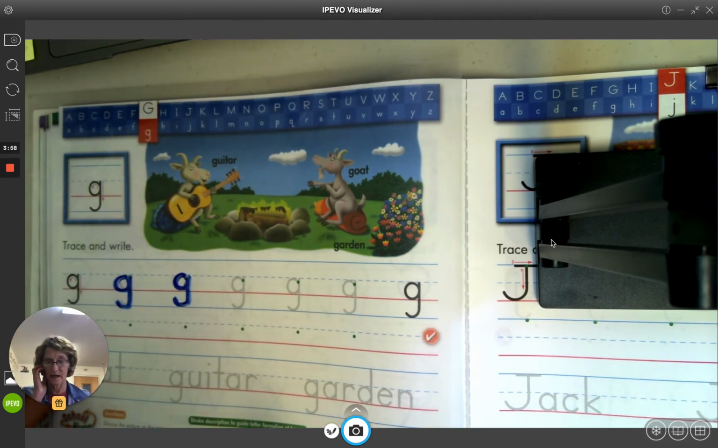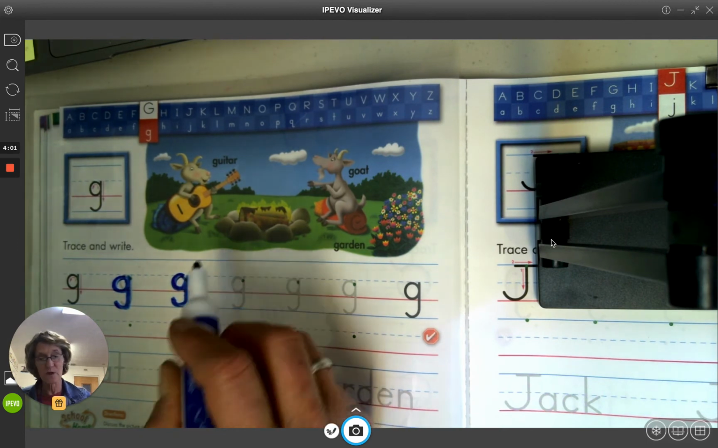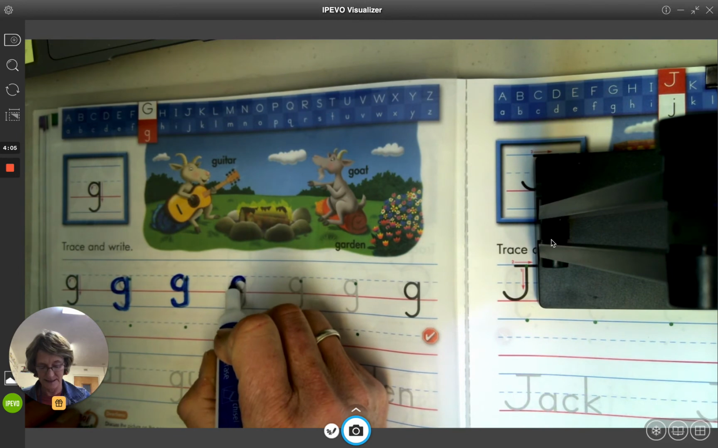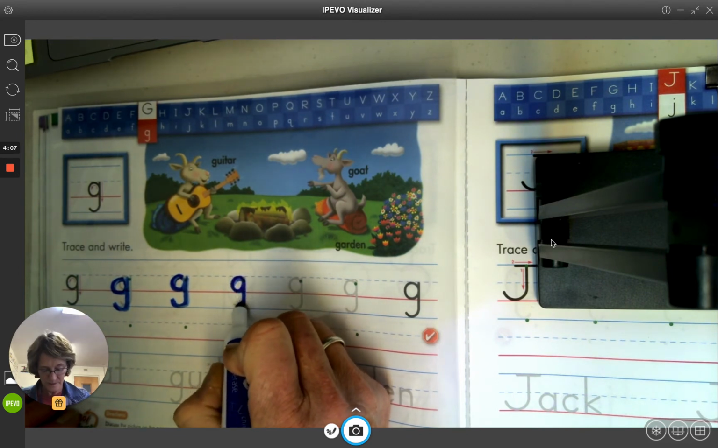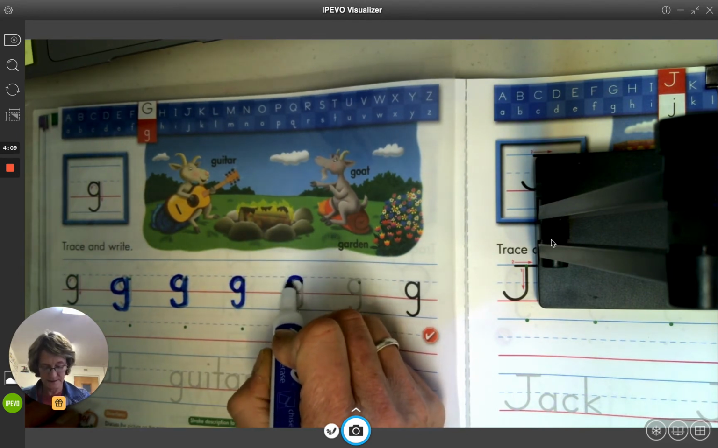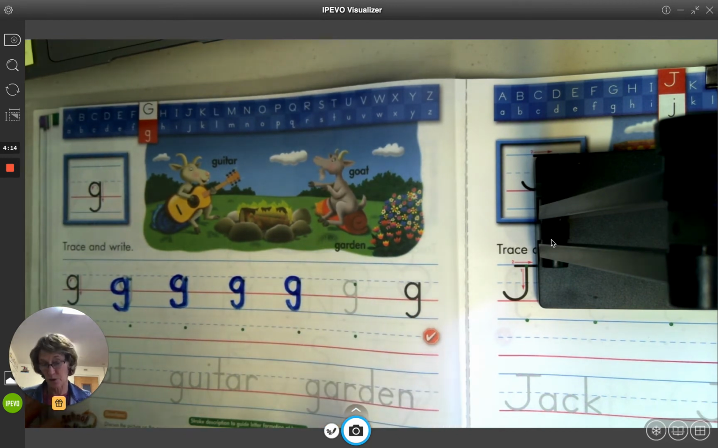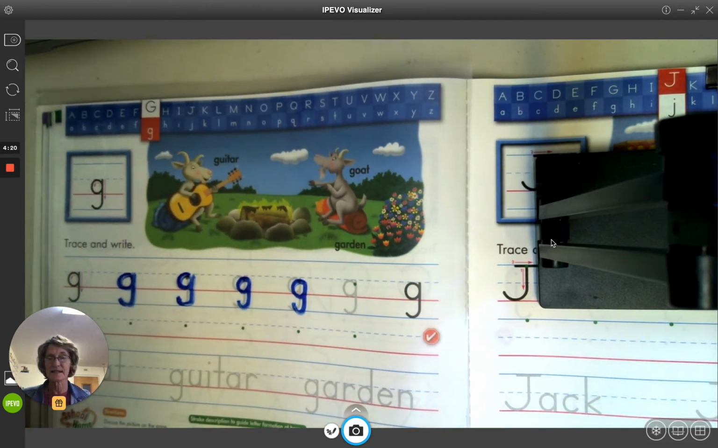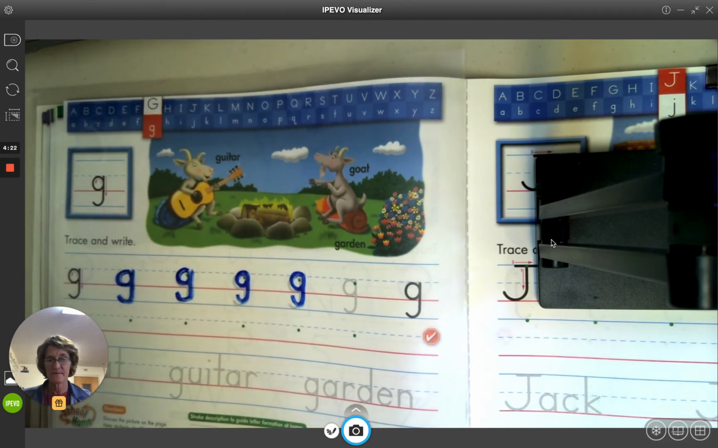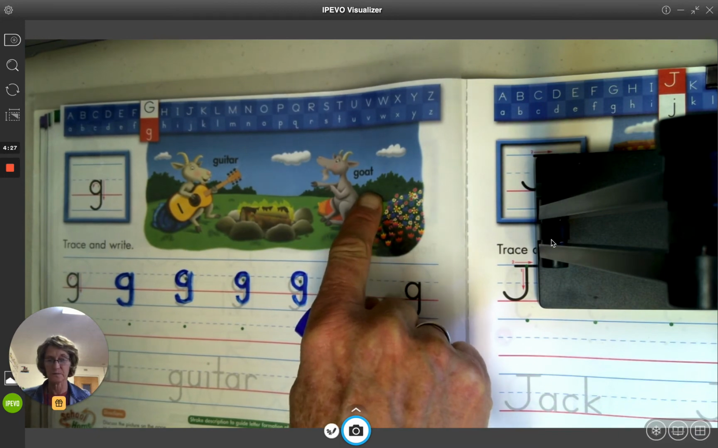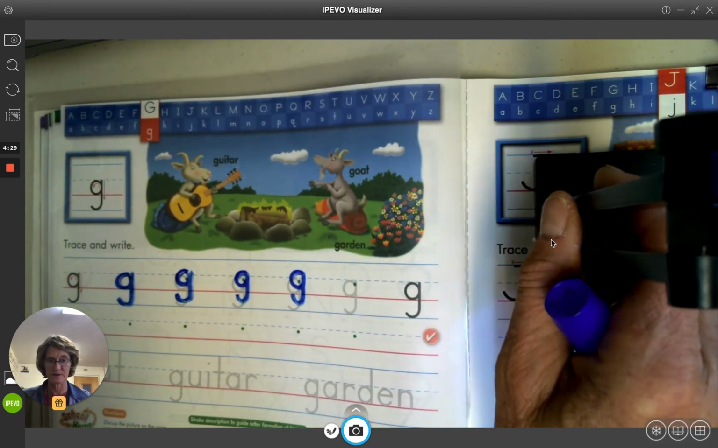G, G. If you don't know these letters very well, you should say G every time you're writing it. G, G, G. That will help you learn it if you don't know it yet. And the words at the bottom for you to trace are the same words that you read up in the picture. So we just read those. I think you can do that.